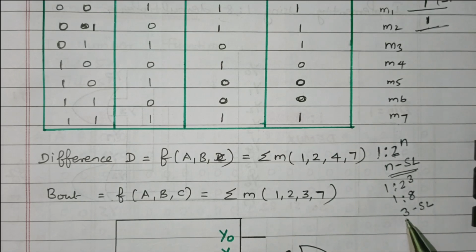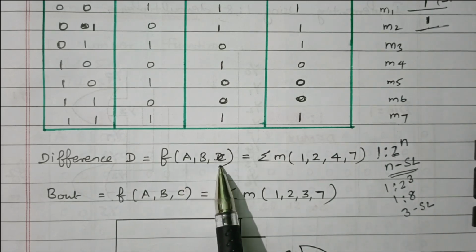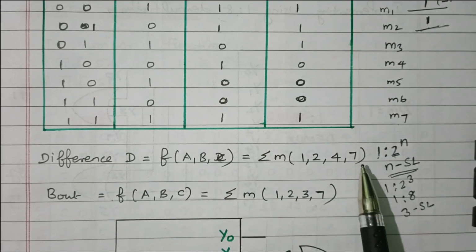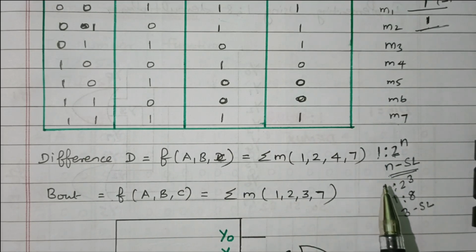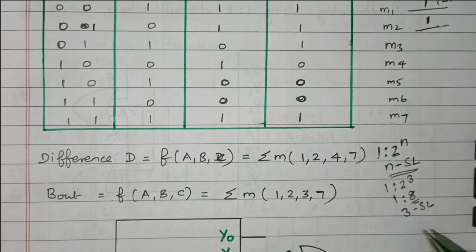What are these 3 selection lines? The 3 selection lines are nothing but A, B, C, that is A, B, borrow in, right? What is the one input? The data input is given as 1. The selection lines are given as A, B and borrow in. So we'll get 8 different outputs.